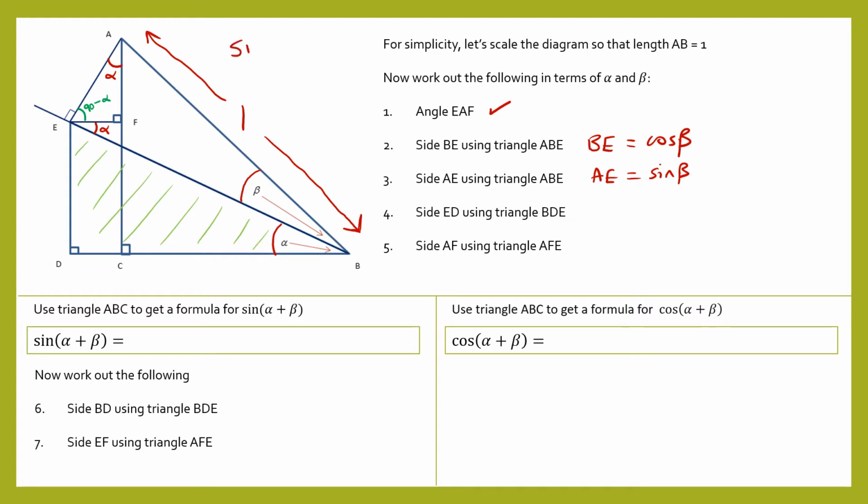So sine of the angle is the opposite, which is ED, or DE, the order of the letters doesn't matter, over the hypotenuse, which is BE. BE or EB, same thing. So it's side ED that we want, so rearranging this to get ED on its own, it's going to be BE multiplied by sine alpha. We've already worked out BE. BE was cos beta. So it's cos beta multiplied by sine alpha.